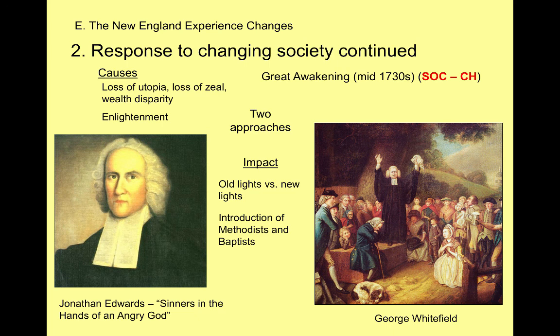Of course, the Old Lights are going to be some of the more established versions of Christianity. They're going to be the Anglicans in the South, and they're going to be what we call the Congregationalists in New England. The Congregationalists are what were the original Puritans and the Pilgrims, more or less. And so we're going to see that they're going to reject this. So we have a religious split going on here as well.